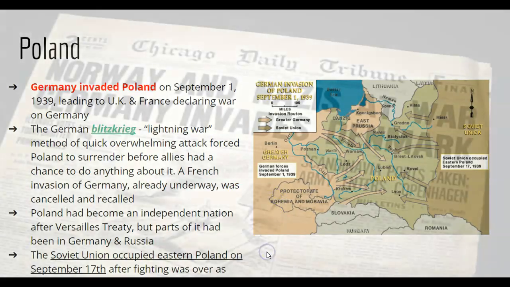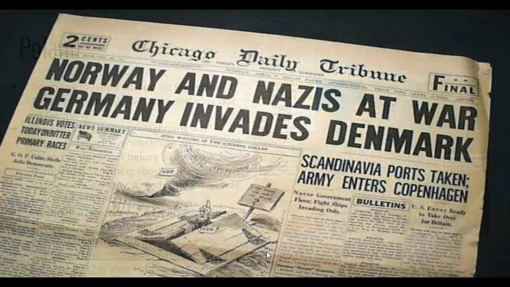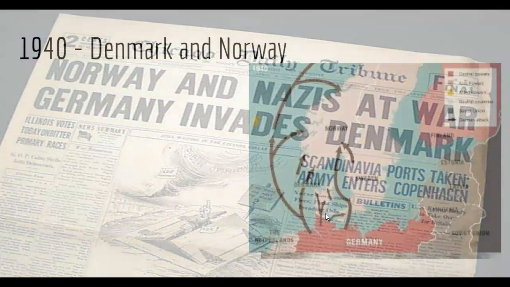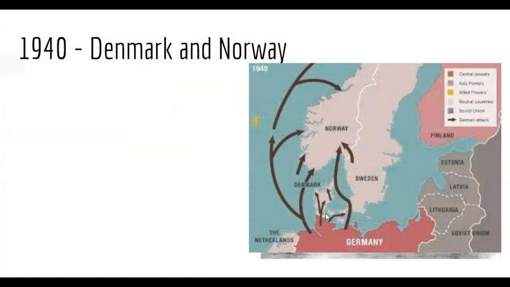So that's going on there in Europe, and then Germany, or Hitler, not satisfied, begins to invade his neighbors, first to the north. He launches an invasion of Denmark and Norway.